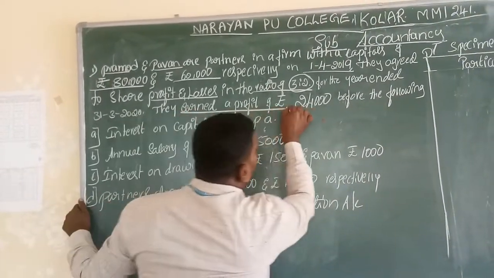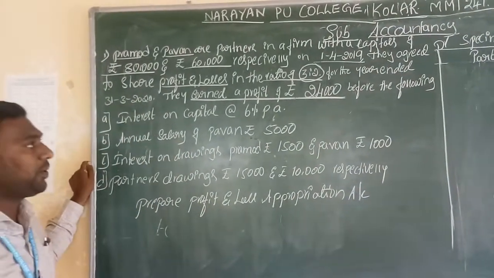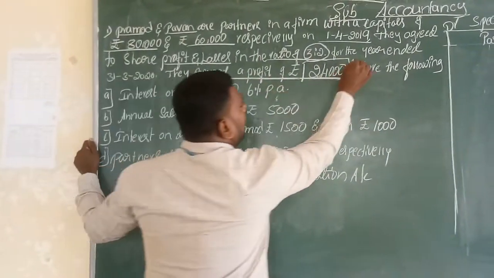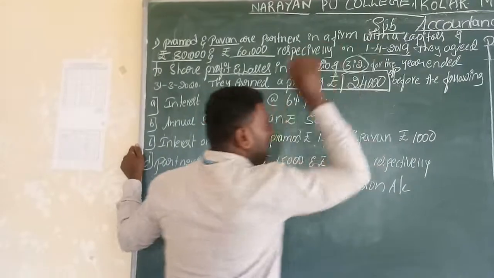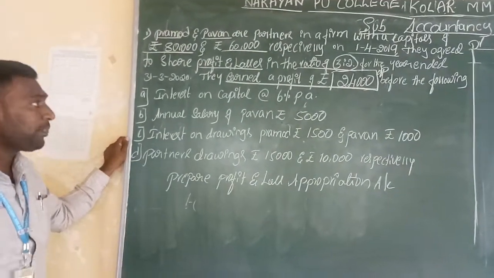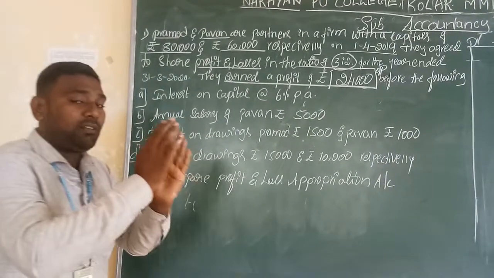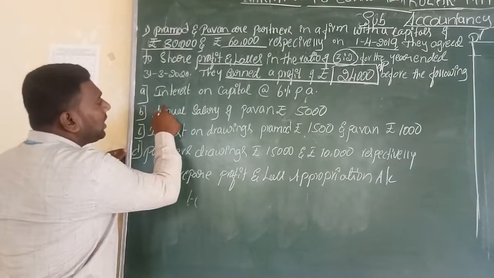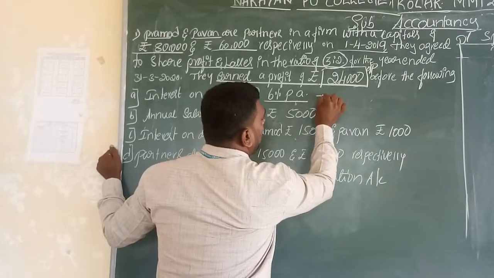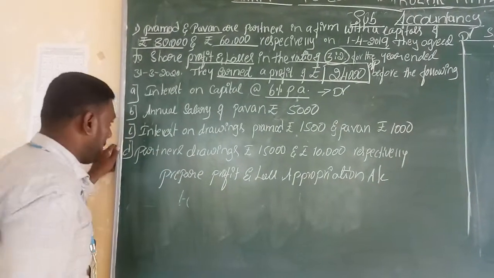They earned a profit of rupees 24,000 before the following adjustments. So this 24,000 is the profit, that is nothing but the opening balance. First we have to underline the opening values. And adjustments are given, so we have to classify which adjustment comes to which side. Interest on capital at 6% per annum is given. This belongs to the debit side of the appropriation account.